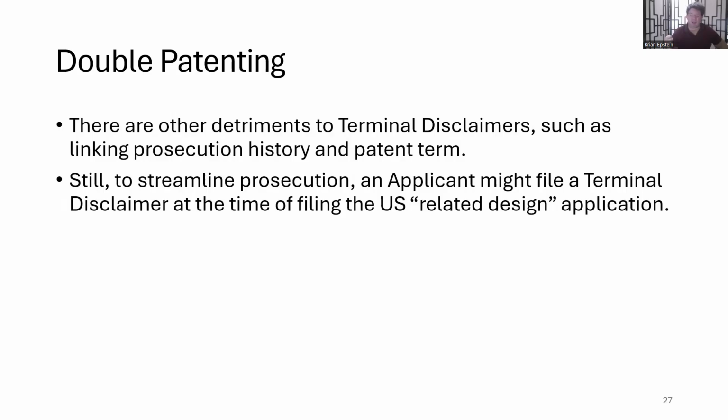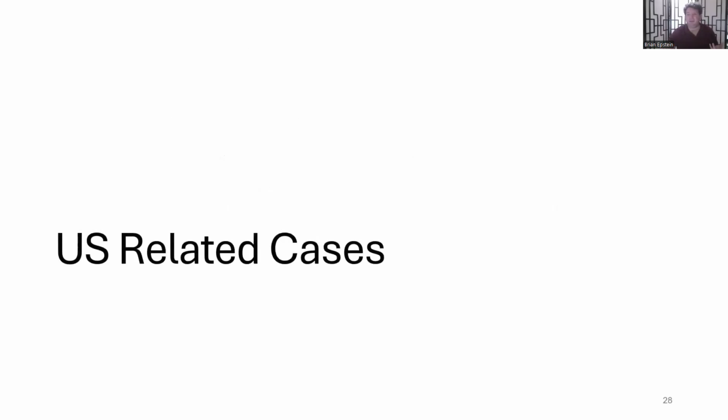Okay. When you tell your U.S. attorney, I want to file application A prime, I've got my 2026 model, you can tell them, just go ahead and file this terminal disclaimer. I don't want an office action. The terminal disclaimer might be unnecessary, but it might reduce prosecution time. And to some applicants, that's a big deal.